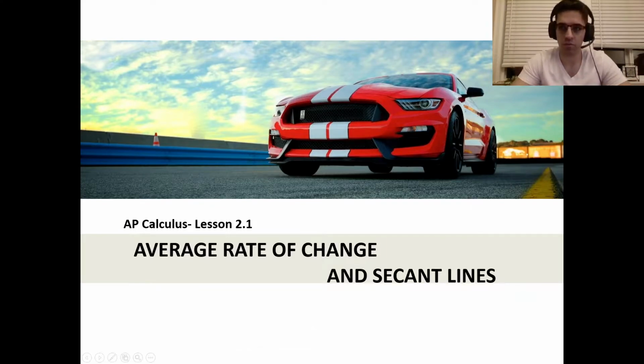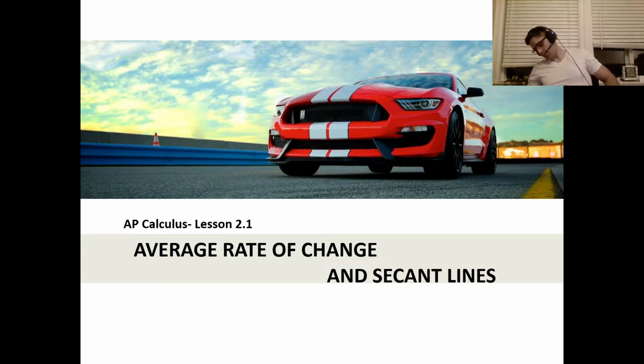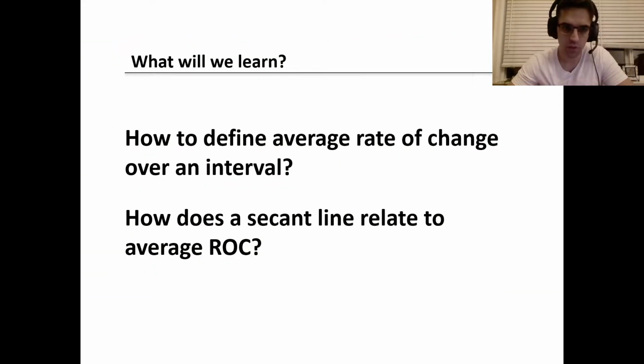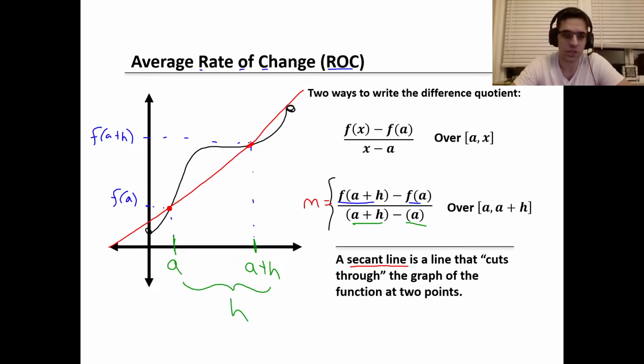All right, this is Unit 2, Lesson 1 of our calculus class, the new second unit. Unit 2 is called Derivatives. Lesson 1 is called Average Rate of Change and Secant Line. What we're doing in the next two lessons is building up our conceptual understanding of derivatives. In this lesson, we will define average rate of change over an interval, and we'll talk about how a secant line relates to average rate of change.